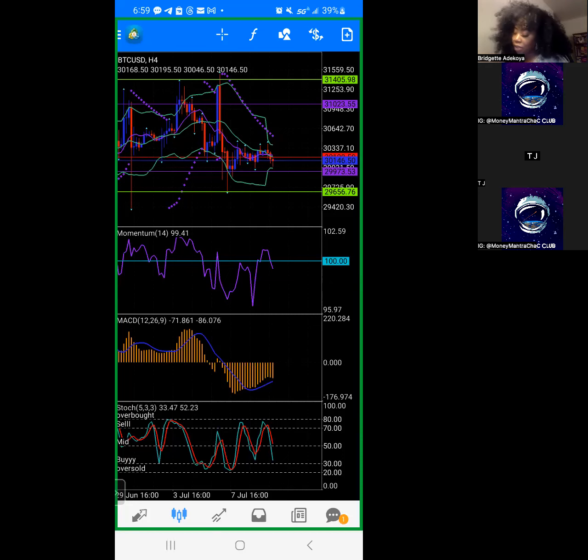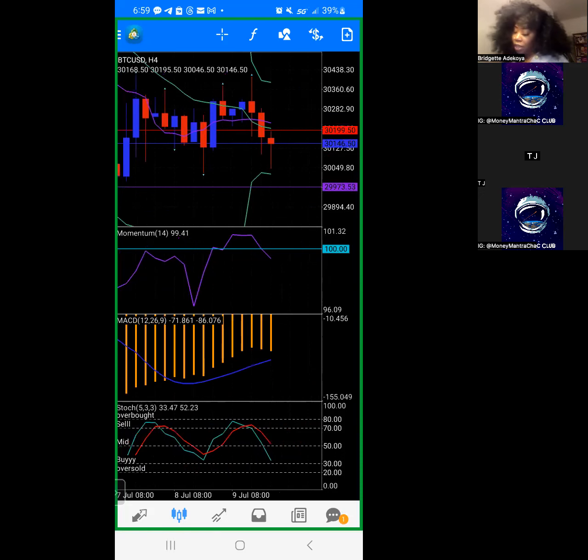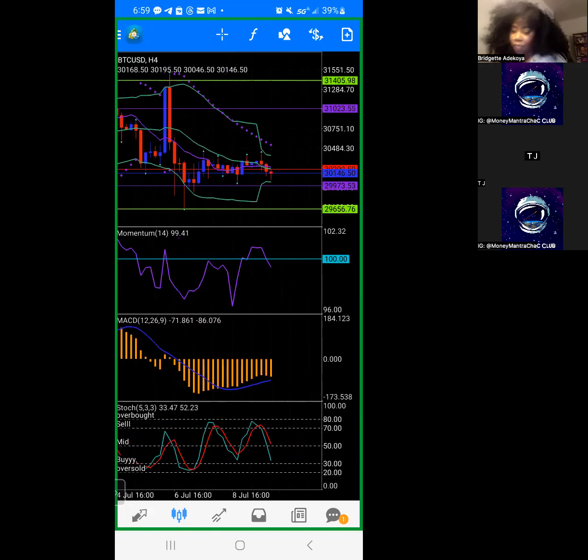Well, this market's not really doing too much right now. But if I wanted to get in for a buy, I can maybe opt to get in now because it's been rejecting off of that 29,973 area. And if I wanted to set my TP, I would probably set it at 31,023.55. That's where I would set the TP to get out of the market.